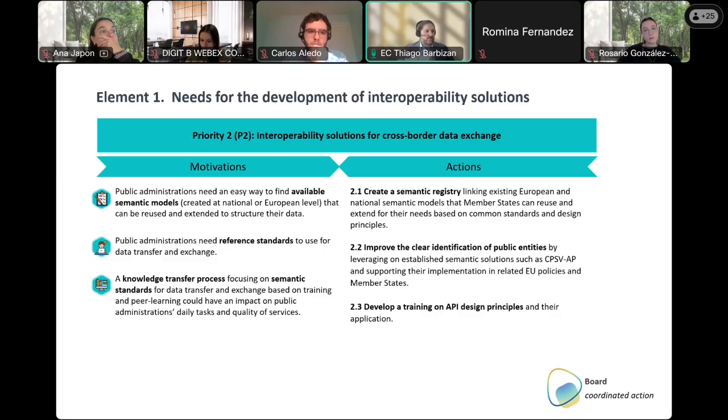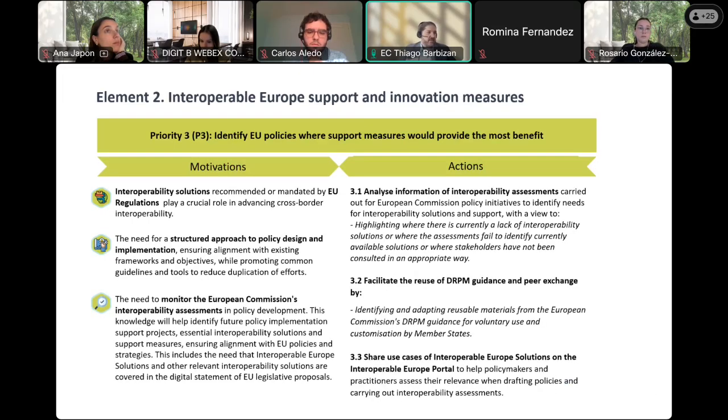As a follow-on to this is the development of a training on application programming interfaces, design principles, and their application. This is being looked at as an e-learning module that will be created for that. So these are the two priorities under element 1, and now we will go to element 2 on the next slide, which is looking into the Interoperable Europe support and innovation measures.